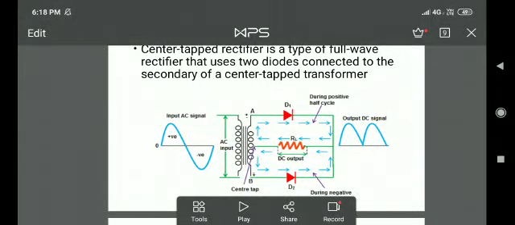In this center tap full wave rectifier, during the positive half cycle, what happens? Terminal A of the secondary of the transformer becomes positive, point C at the center becomes negative, and B terminal becomes negative, and the center tap terminal becomes positive.